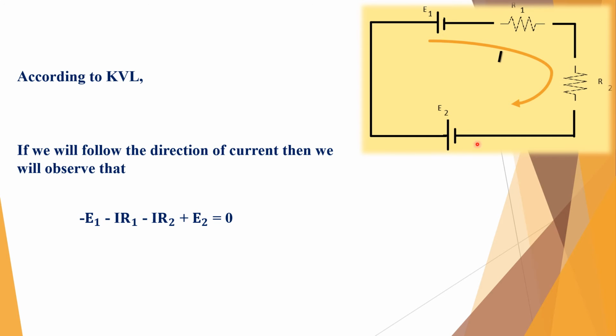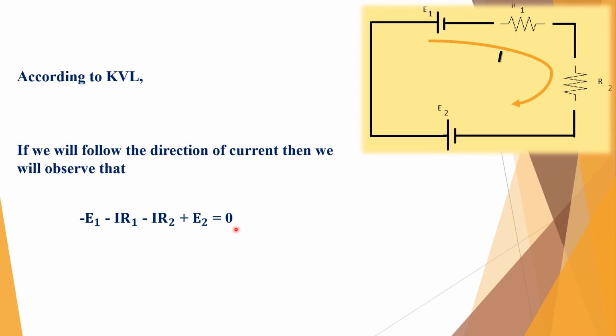Across E2, from the negative to positive side, there is a rise in potential. Rise of potential is written as positive E2. By summing up all the EMFs plus the potential drops across the resistors, we get this equation: minus E1 minus IR1 minus IR2 plus E2 is equal to 0.